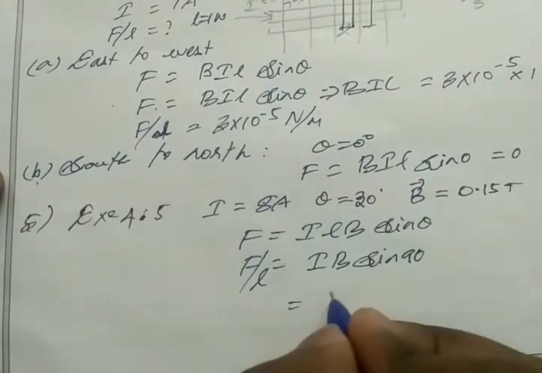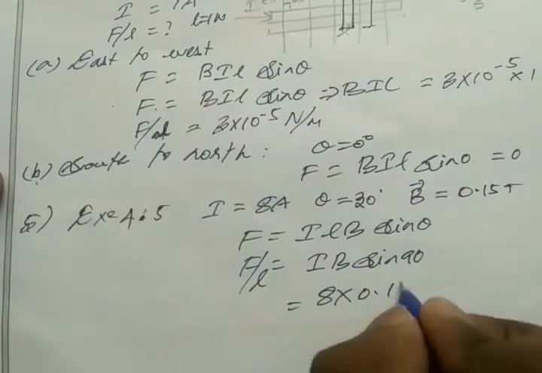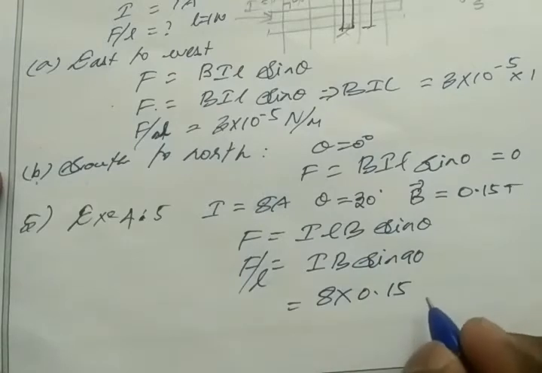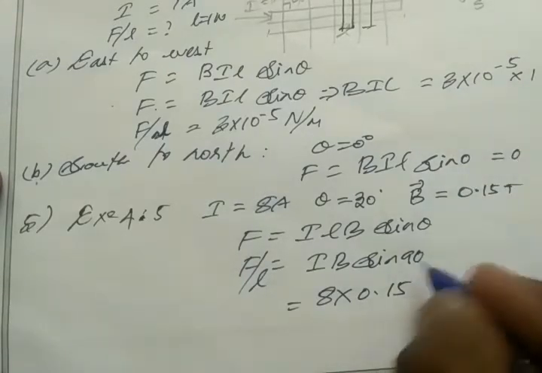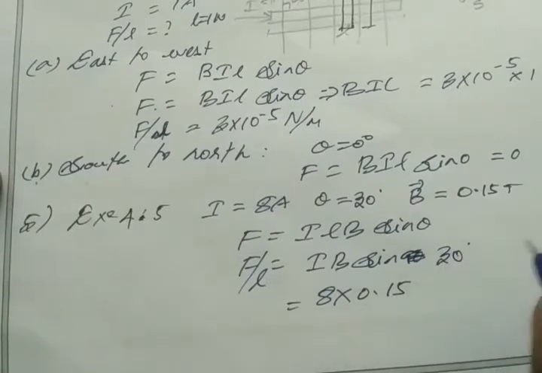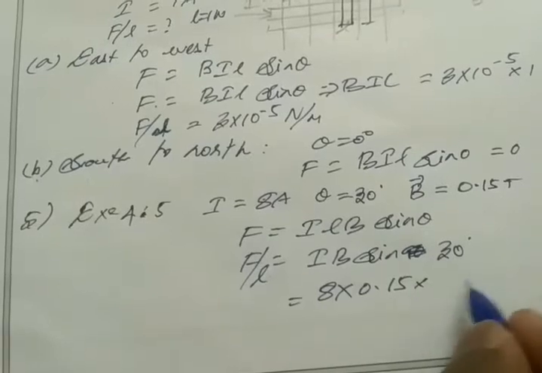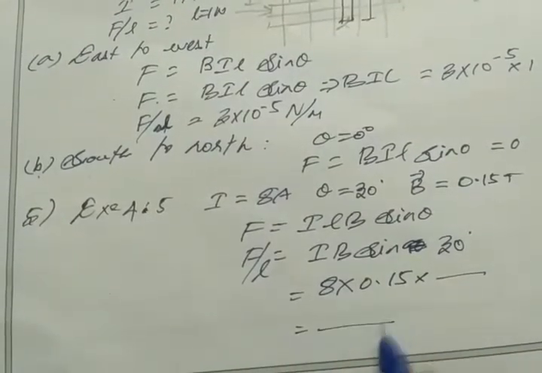Right? What is the I value? 8. What is the magnetic field? 0.15 Tesla. Sorry, here it is sin 30 degrees, not 90. Theta is 30 degrees. So you solve the theta value and you will get the final answer.